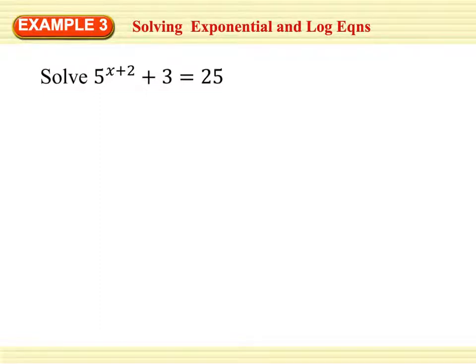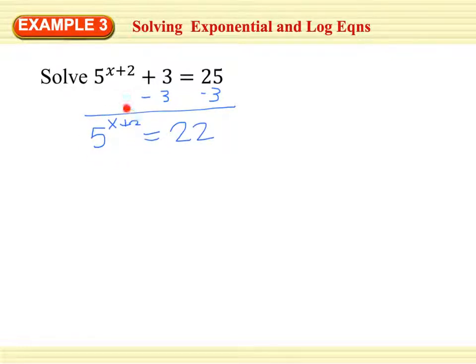Example 3 is similar to example 2, except now we're going to solve when 5 to the x plus 2, plus 3, equals 25. And in this case, if you notice, this plus 3 is not included in the exponent. So the first thing we're going to want to do is move that over to the other side so that we can isolate the power piece. So I'm going to subtract 3 from both sides, and I'm left with 5 to the x plus 2 is equal to 22.